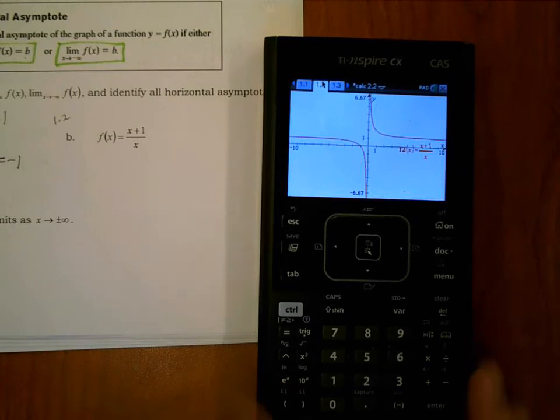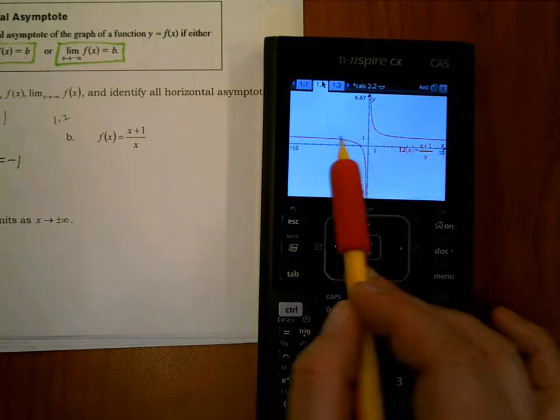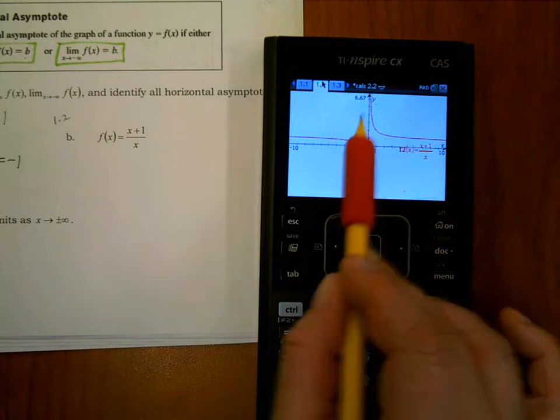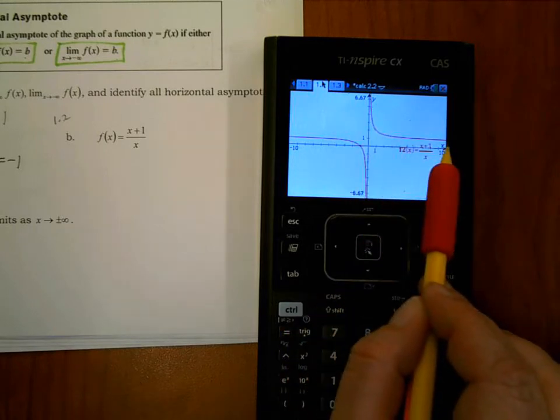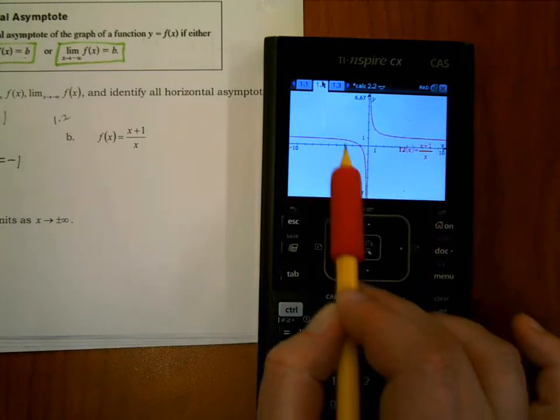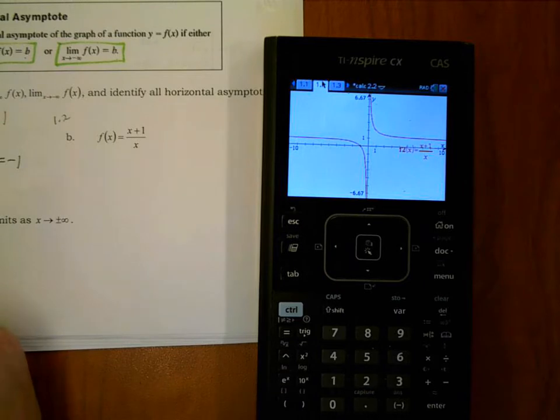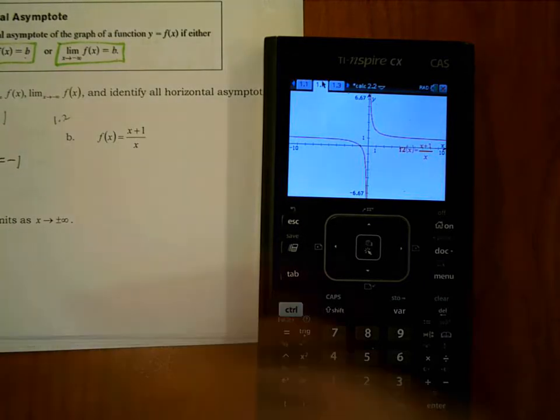And so it's looking like it's leveling off at 1. As x's get bigger, my y's look like they're getting closer to 1. As the x's get smaller, it's looking like my y's get closer to 1. And again, I could confirm that by tracing my graph.